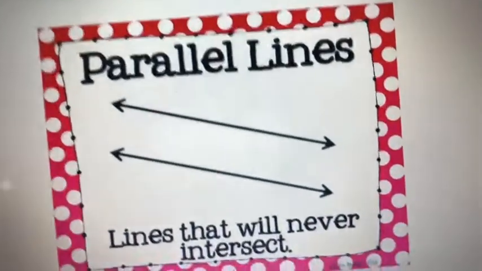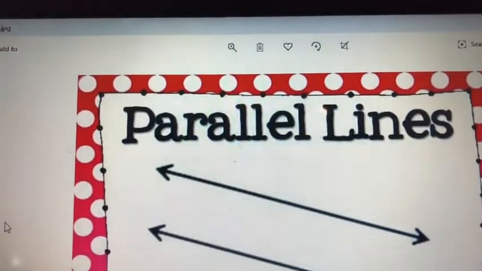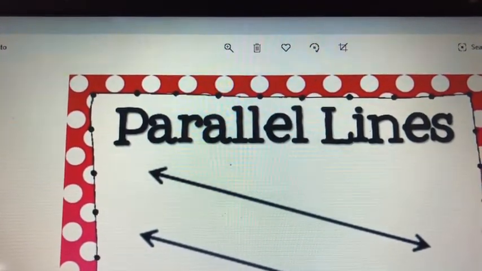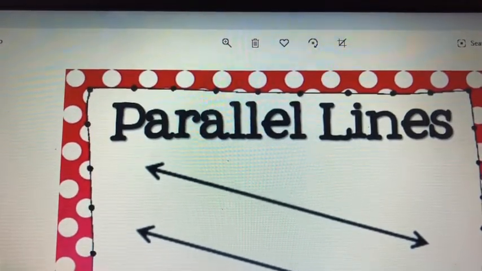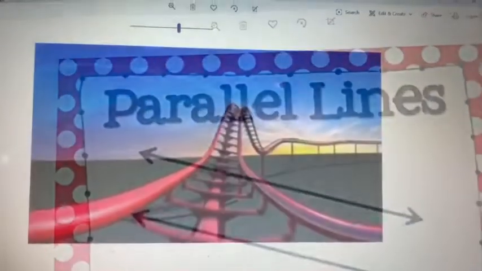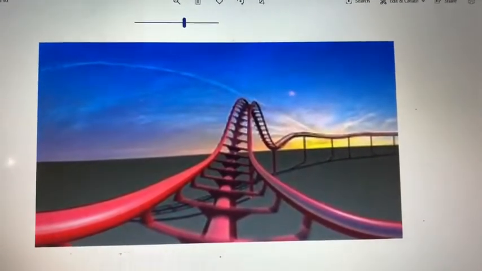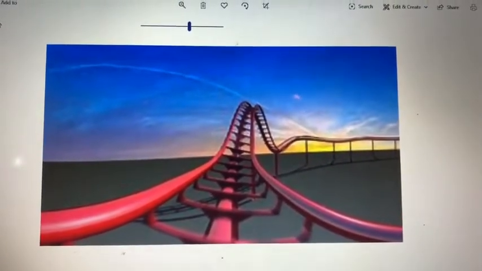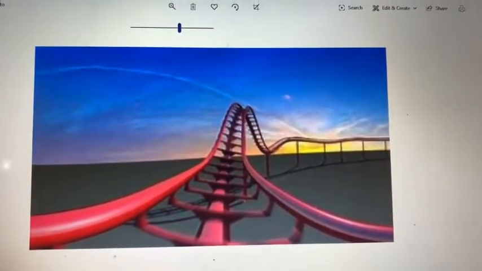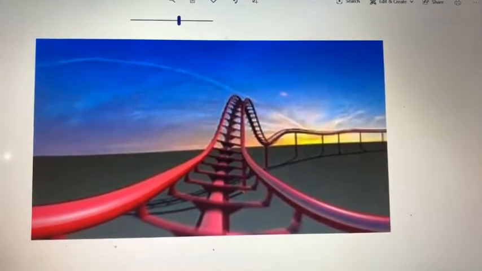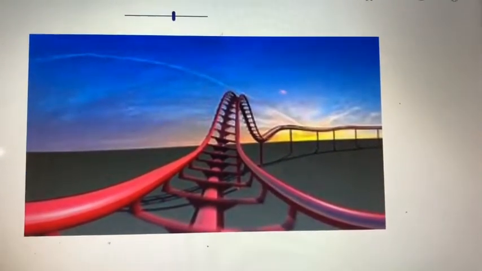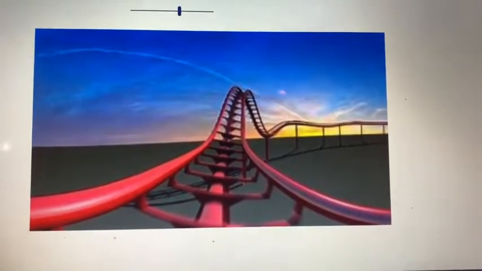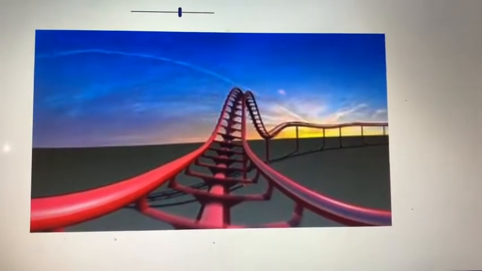And if you look in the word parallel, those two L's that are together are parallel lines. They will never get closer and never further apart. A good real-world example of parallel lines is roller coaster tracks or train tracks. They might even curve a little bit or turn, but the rails will never get closer or further apart. They will always just run alongside each other the same distance away.